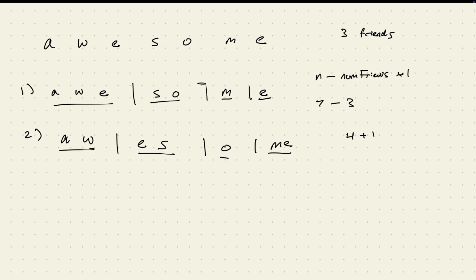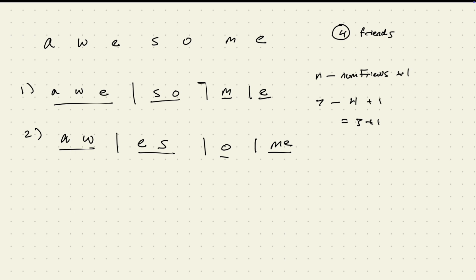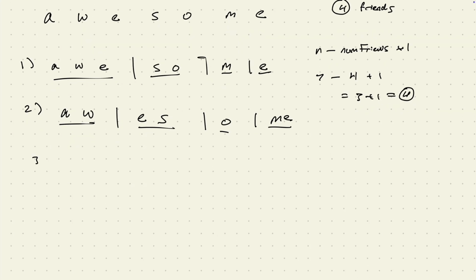Sorry, I realized I've been doing this with 4 friends and not 3. Sorry about that. So we have 4 friends, and then this becomes 3 plus 1, which is equal to 4. So this is the max length of the string we can create, which makes sense. For example, I could make another division: A, W, E, S, then O, then M, and then E. And the max length of this is 4.